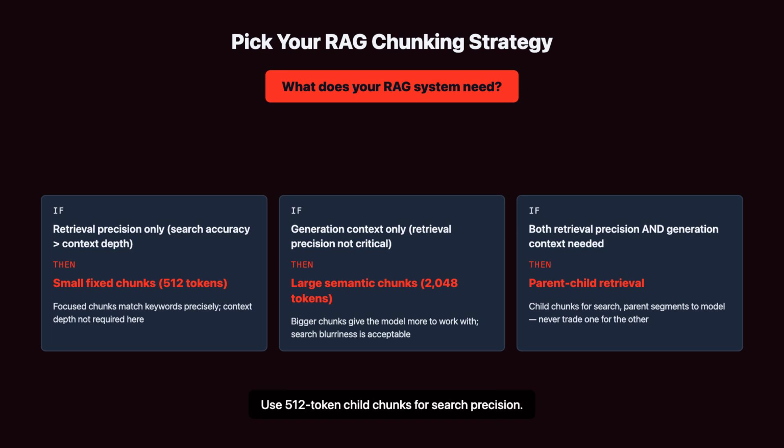Use 512 token child chunks for search precision. Then pass the 2048 token parent segment to the model for generation. That way you never trade one for the other. The exam rewards knowing you can decouple search granularity from generation context.